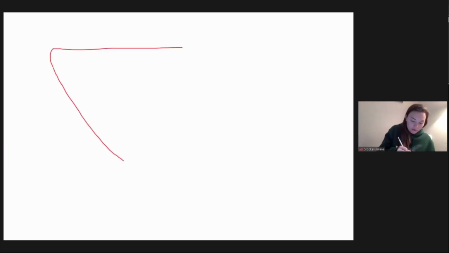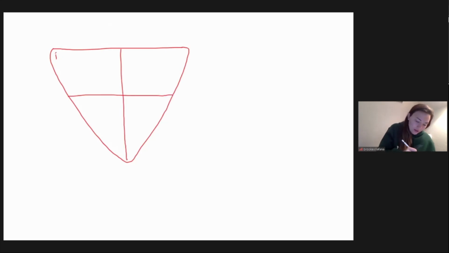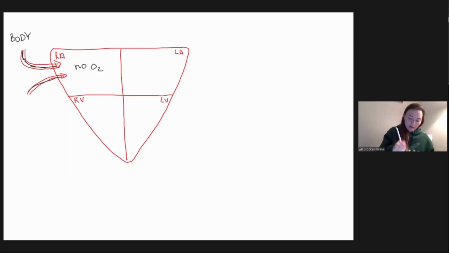Okay, so we want to start talking about the valves. So as we look at our chambers in the heart, we have our right atria, right ventricle, left atria, left ventricle. And we said what? We said that the right atria is going to receive blood from the body. And does this blood have oxygen? No, right? So no oxygenated blood comes in here. And then it's going to travel down into the right ventricle through a valve.